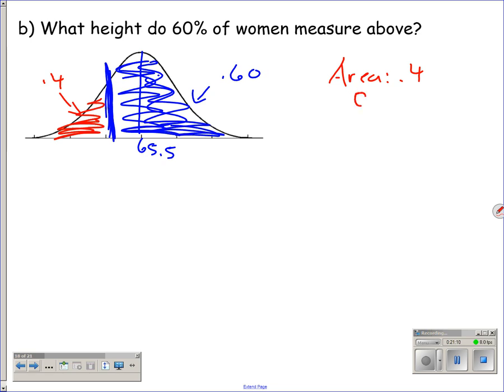The mean was still 65.5. Sigma was 3. Your answer should be below 65.5. 64.7. Agree? Sure. So if you're 64.7 inches, then 60% of women are taller. Questions on that?